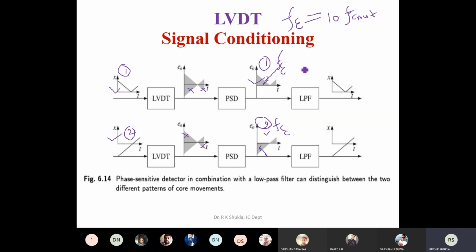And accordingly, you have to choose your FE. Now what did it say? FE has to be greater than 10 times FC max.